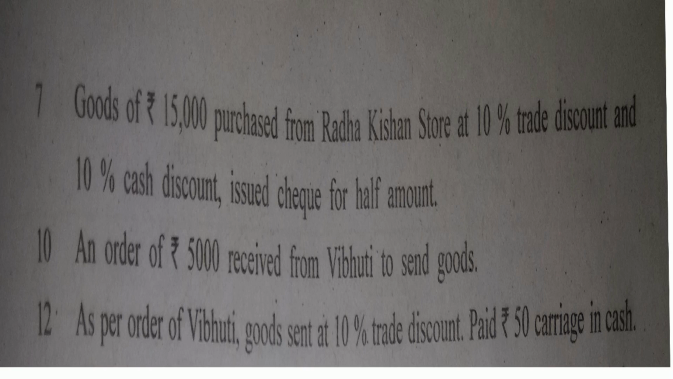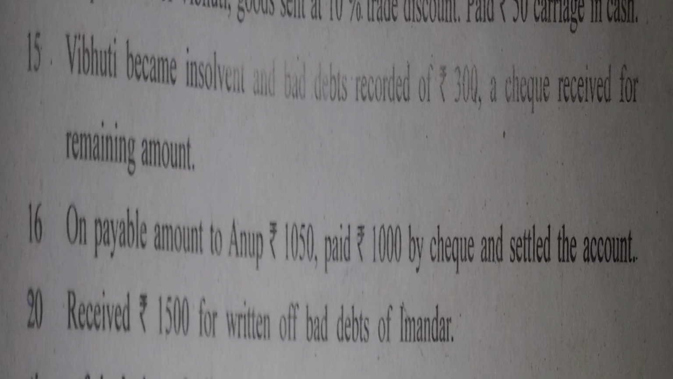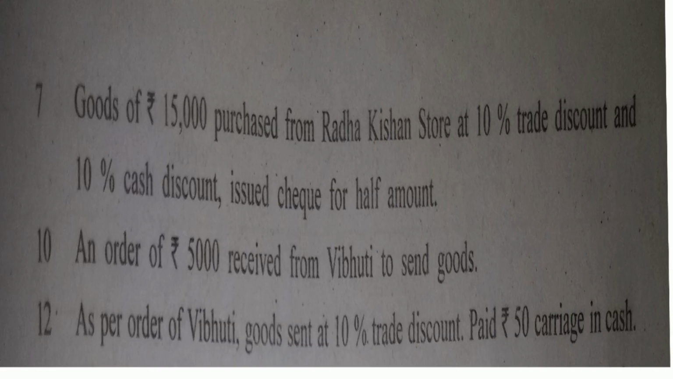So, the next journal entry, the next transaction, let us see. Okay, it says on 15th of June, Vibhuti became insolvent and bad debts recorded of rupees 300. A check received for remaining amount. Understand, we have three transactions related to Vibhuti. Yes.